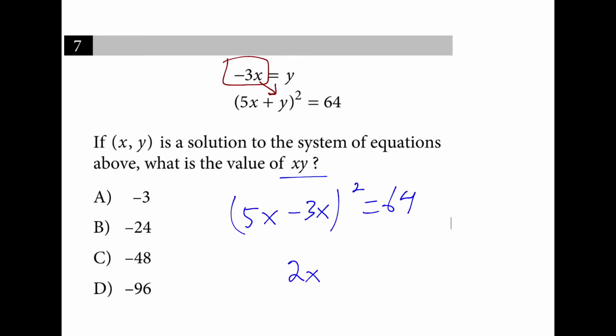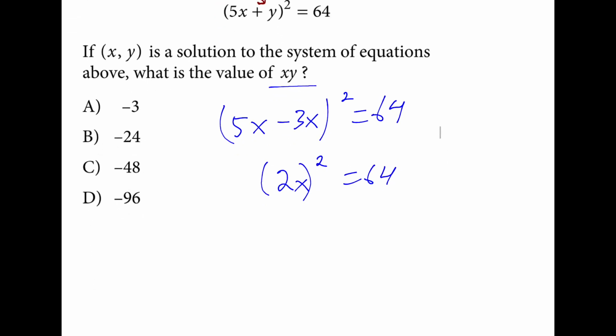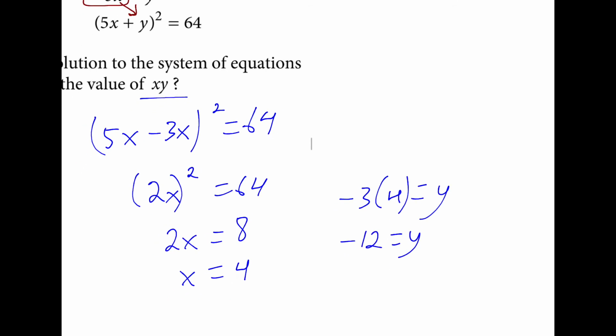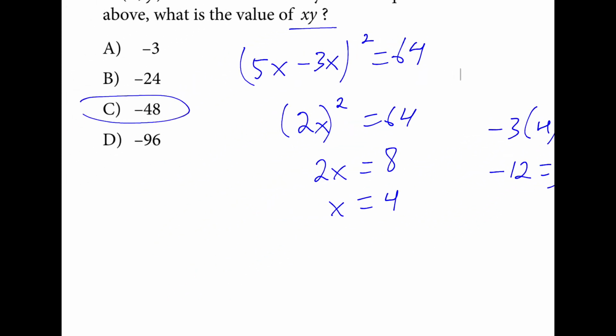So 2x, whatever that is, squared is 64. If I take the square root of both sides, I get that 2x is equal to 8, or x is equal to 4. If I take this original equation, negative 3 times 4 equal to y, negative 12 is equal to y. So negative 12 times 4 is negative 48.